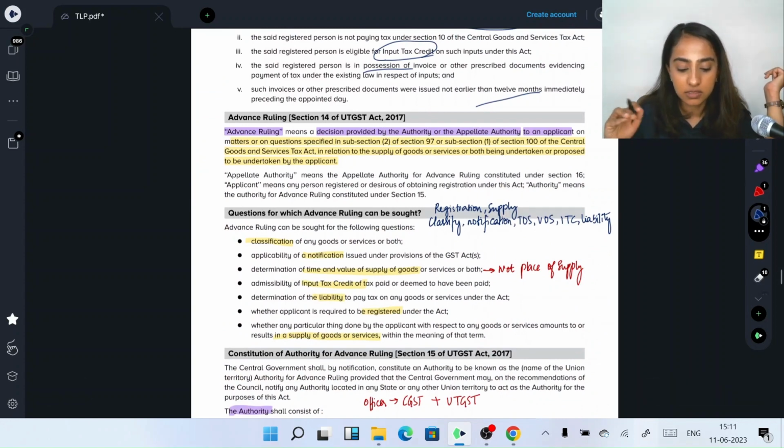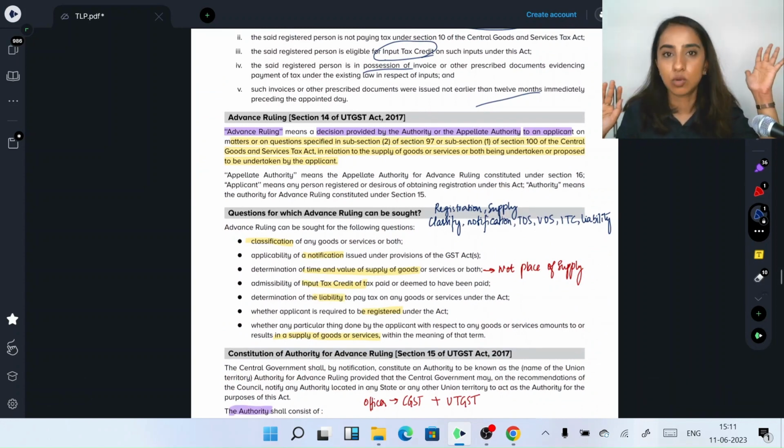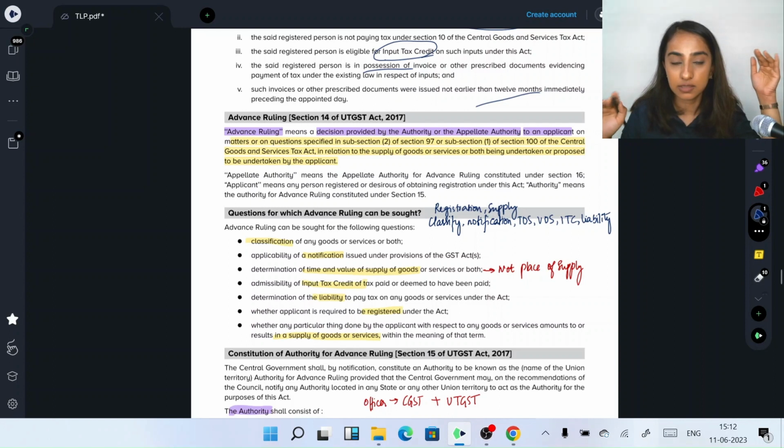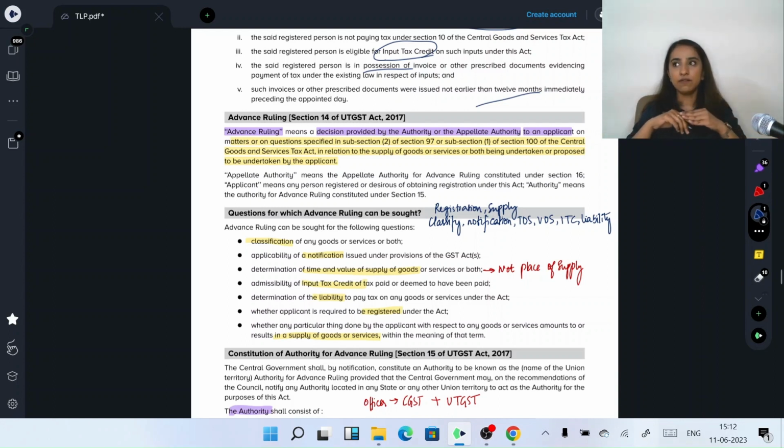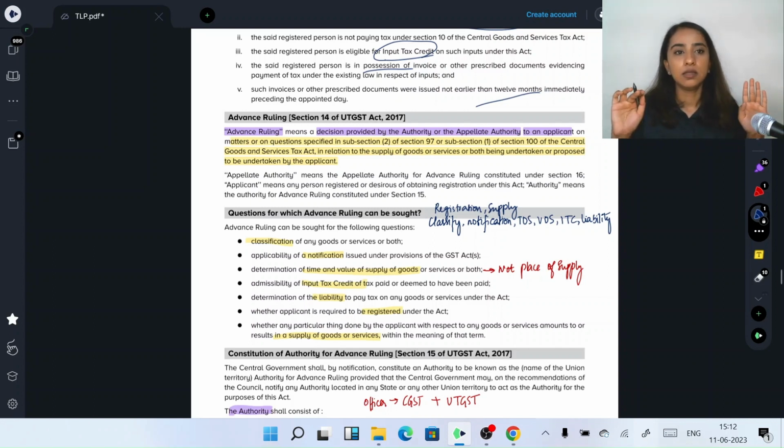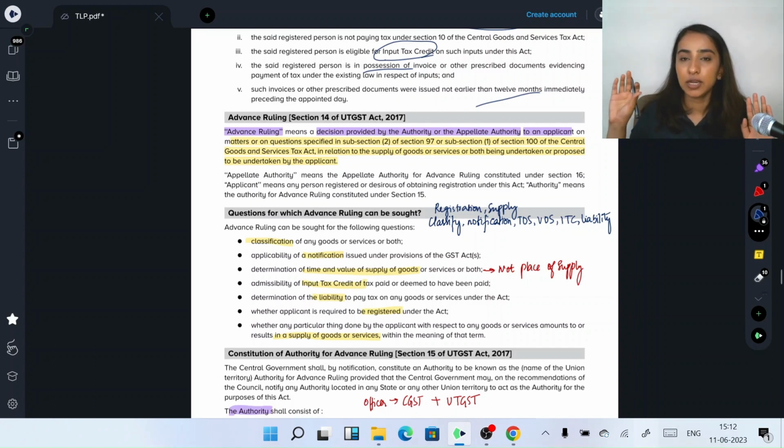What is advance ruling? Sometimes what happens, so we are on the next section, this is completely different. What is advance ruling? Let's say I have a doubt. They're saying on cotton clothing the GST is exempt, okay, but on some particular kind of cotton clothing which is made from some different kind of fibers, let's say, that is taxable.